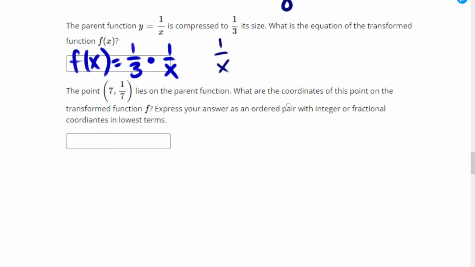The point (0.7, 1/7) lies on the parent function, which is going to be 1 over x. What are the coordinates of this point on the transformed function f?